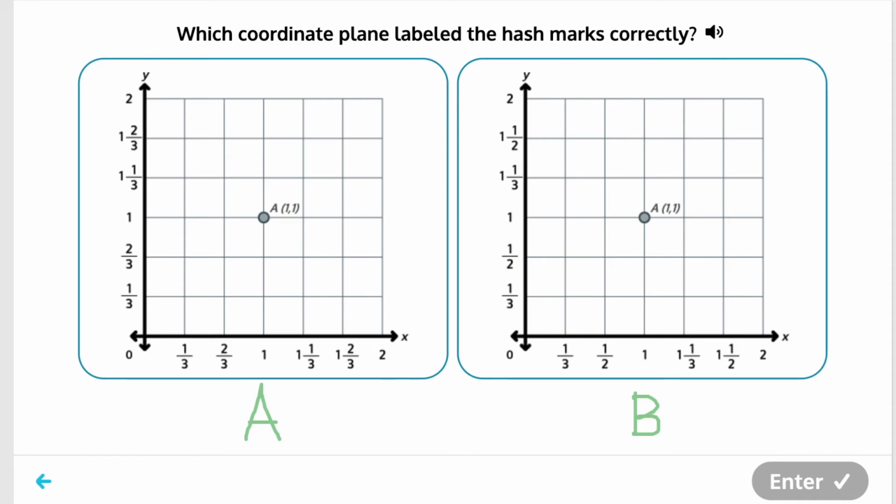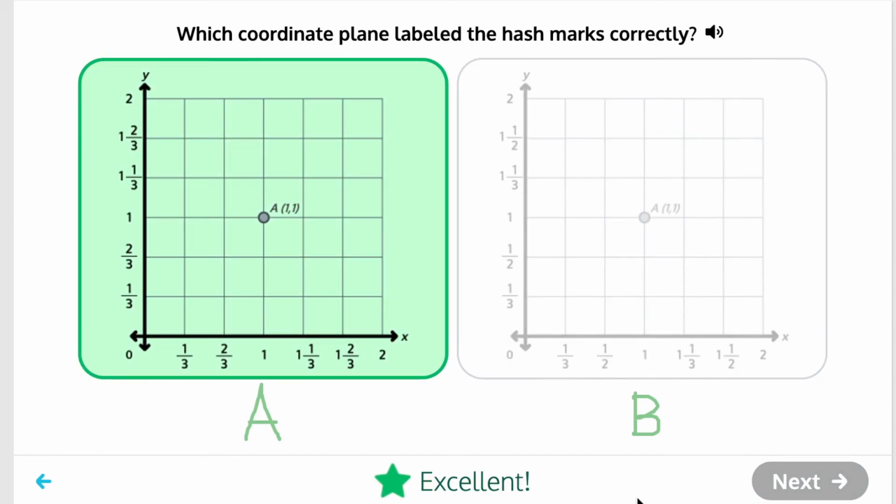So the correct answer is A, because if you notice, it's counting by thirds the whole time. This one goes 1/3, 1/2, 1. That doesn't make sense. You want to go 1/3, 2/3, 1 whole. So the correct answer is A. It's labeled correctly. Yay.